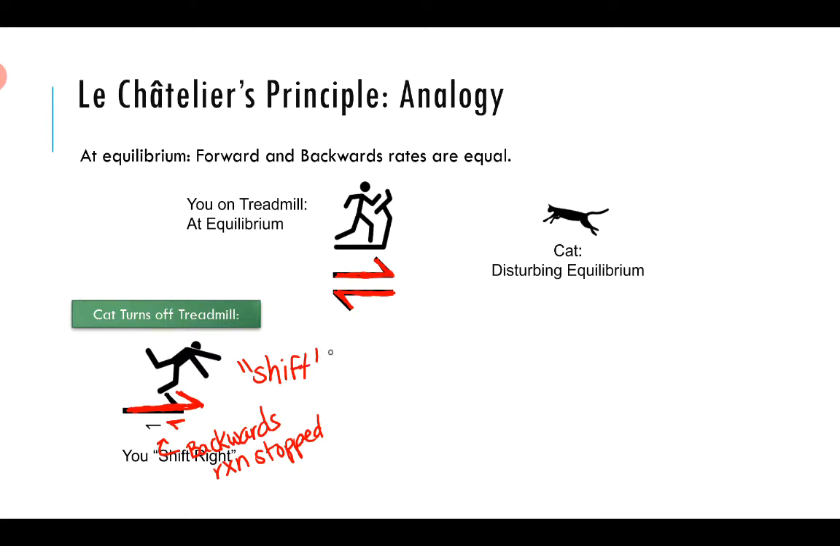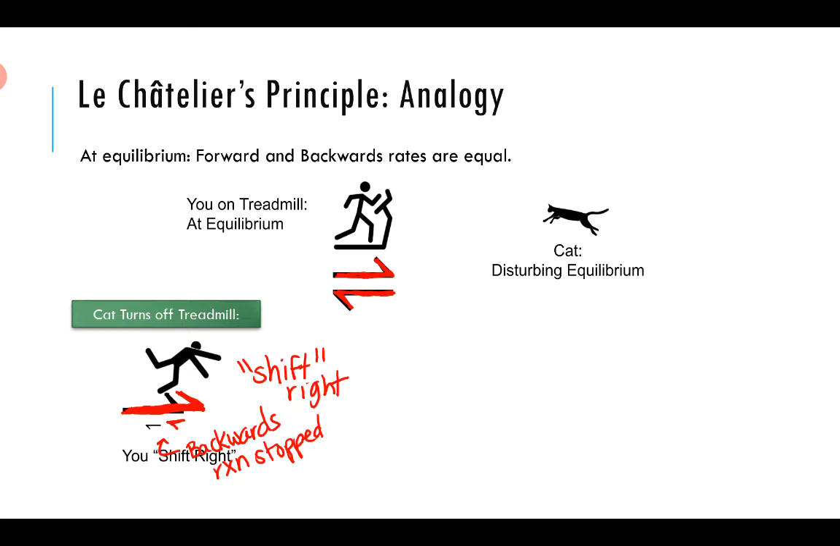You can tell that our arrow points towards the right direction. So this arrow here points in the direction that we're shifting. So our reaction, the forwards reaction, is going to be going much faster than the backwards reaction. So more products will form.